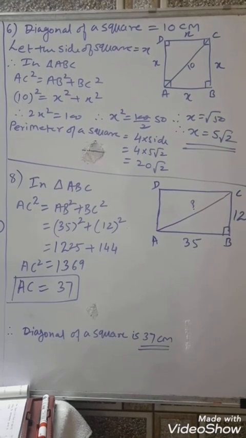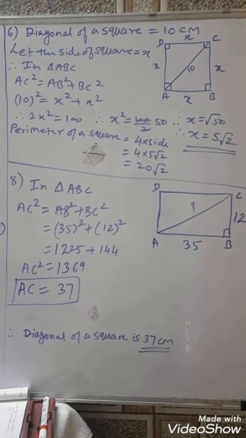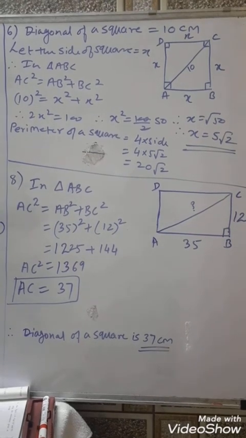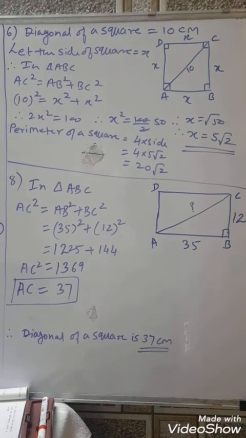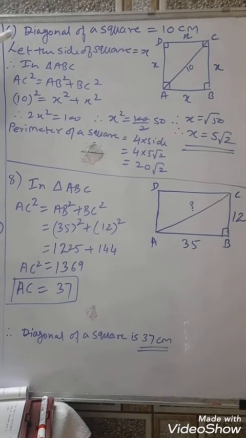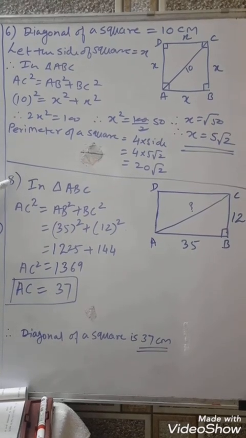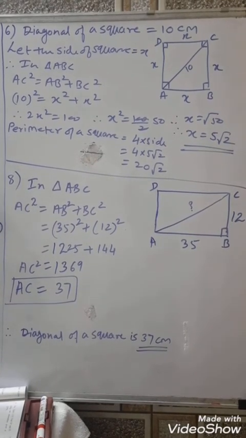Now the seventh one, you can see in the next video. Now the eighth one. Find the diagonal. Why have we taken the eighth one? Because the 6th and 8th are almost the same sums. That's why we solve the 8th first and the 7th we solve afterward.